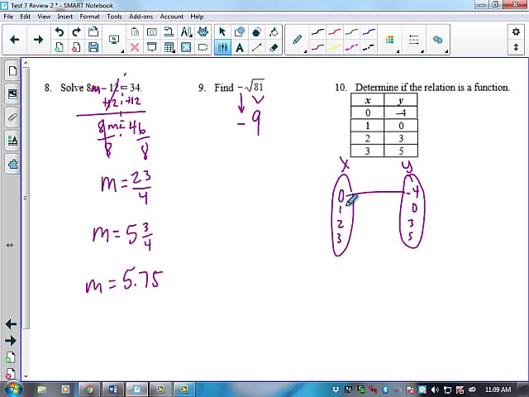0 goes to negative 4. 1 goes to 0. 2 goes to 3. 3 goes to 5. Yes, this is a function because every input has exactly one output. Remember, in my ovals, I don't show more than one of the same digit, okay? So if I had 0, 0, I would have only showed 0 one time, okay? Don't forget that.